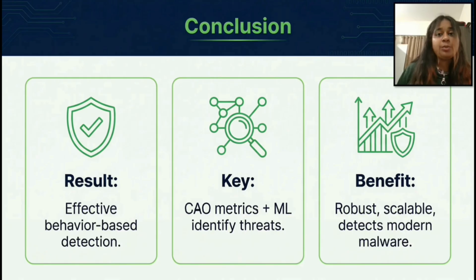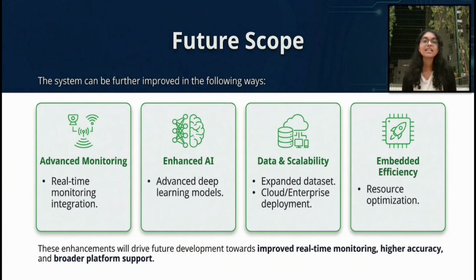To conclude, our project demonstrates that behavior-based malware detection is more effective than traditional methods. By using the CAO matrix, we can detect anomalies at deeper levels. This makes the system more accurate and capable of handling modern and unknown threats. Finally, in terms of future scope, this system can be enhanced using deep learning techniques for improved accuracy. It can also be integrated into real-time monitoring systems and deployed in enterprise environments.